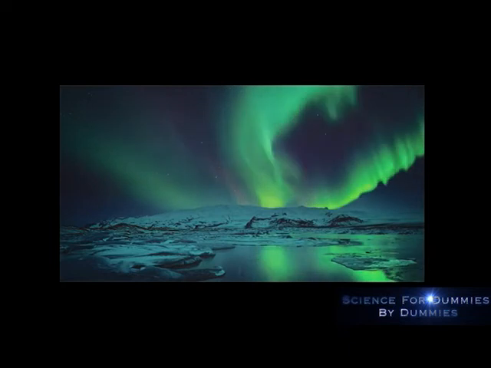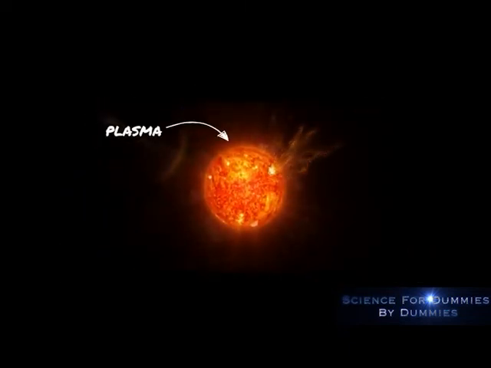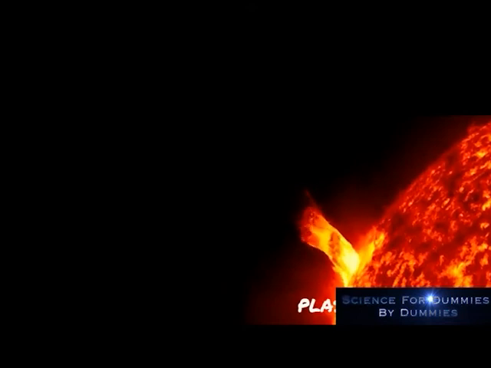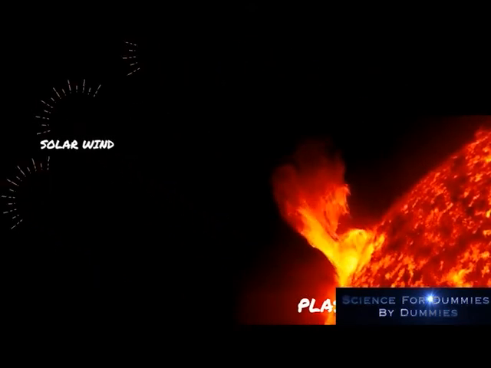It begins with our sun. The sun's outermost layer, the corona, continually expands, ejecting plasma in all directions. The plasma mostly consists of energized electrons, protons, and alpha particles. This is solar wind.